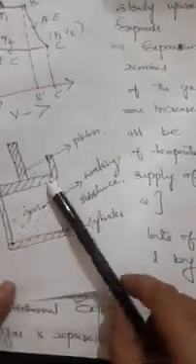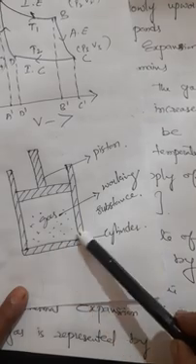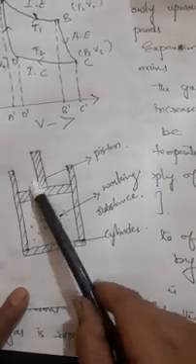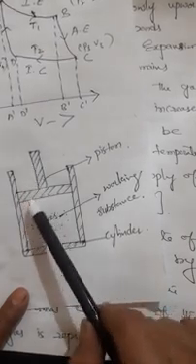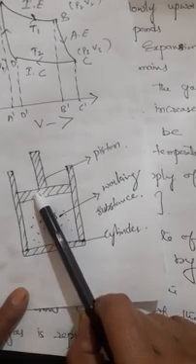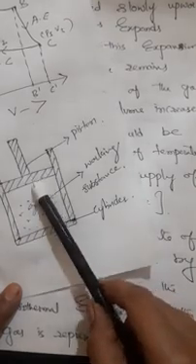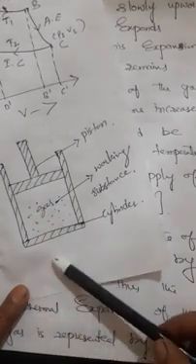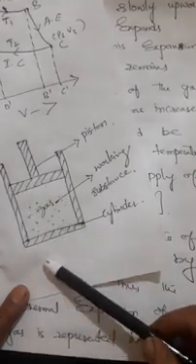So when this cylinder is placed on the source, which is always a hot body, and the piston is moved slowly in the upward direction isothermally, the temperature remains constant. Since it is placed on the source, we have to maintain constant temperature, so the fall of temperature is compensated by the hot body.